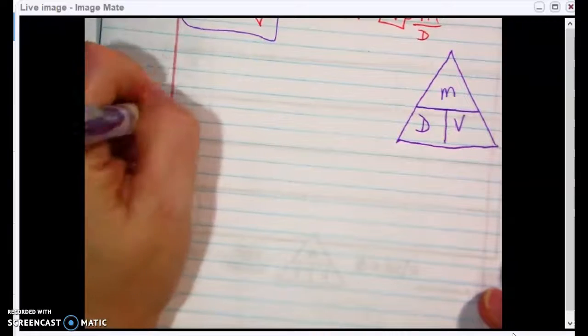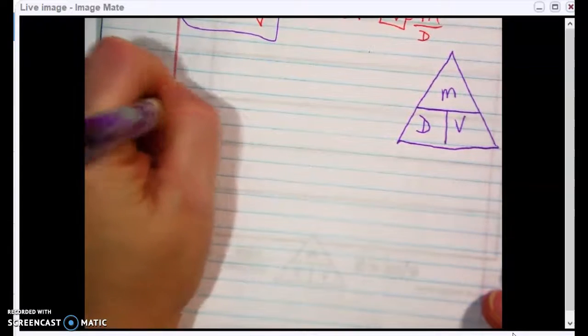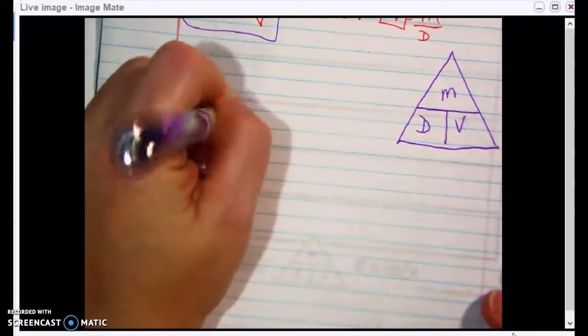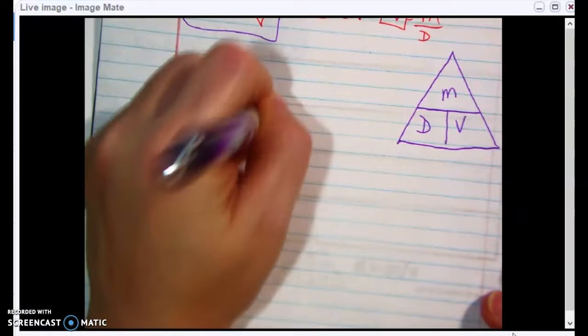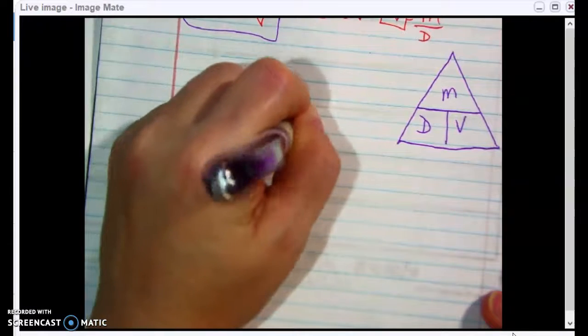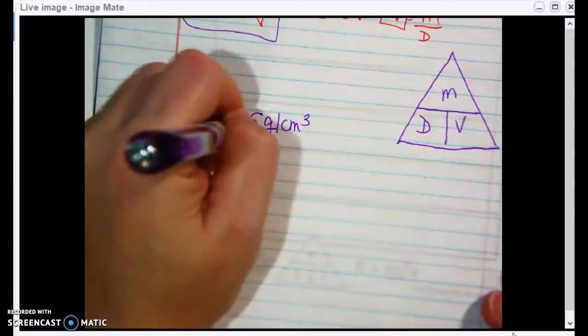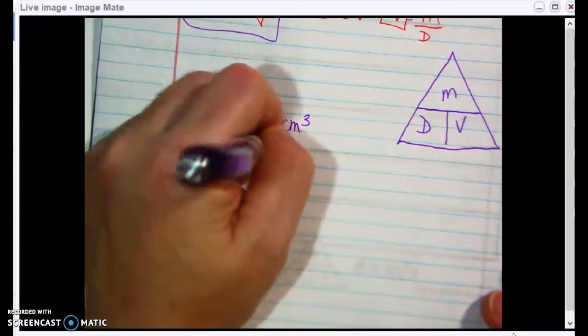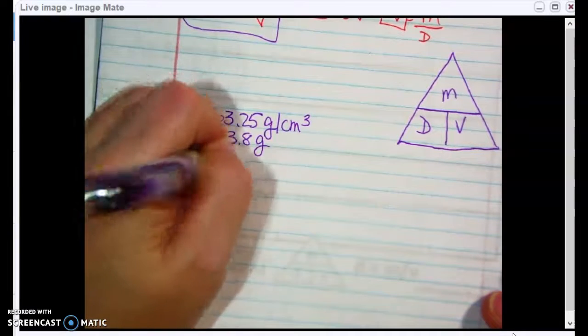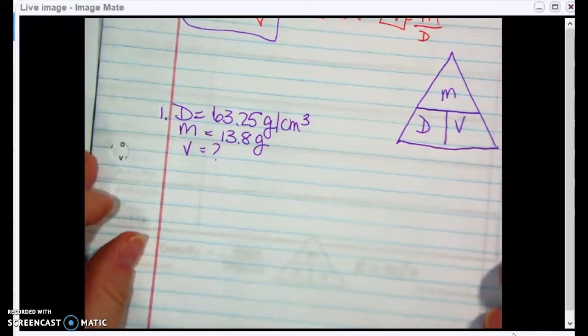So if I have a problem, number 1, and it's D equals 63.25 grams per centimeters cubed, and M is 13.8 grams. We're looking for volume. So we don't know what volume is.